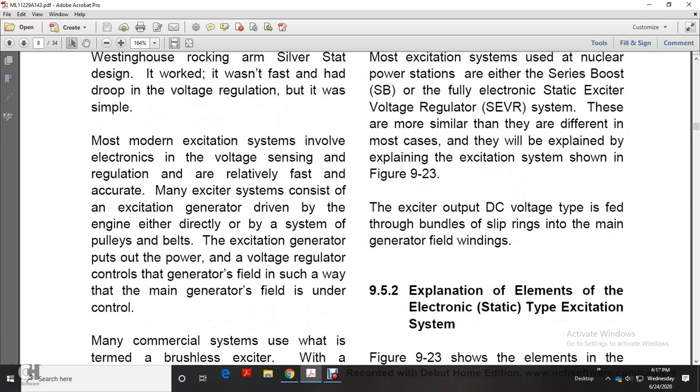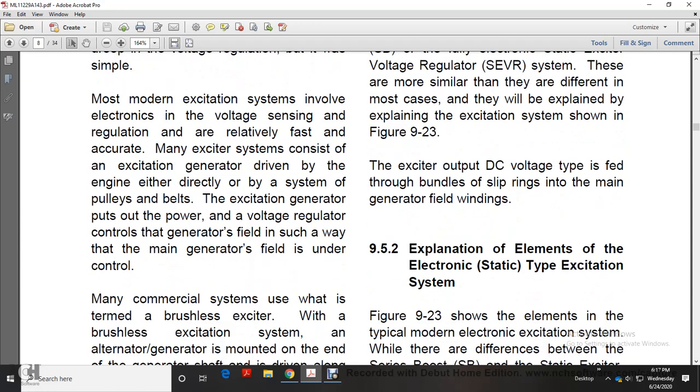Most modern excitation systems involve electronic voltage sensing with regulation that is relatively fast and accurate. Many of the excitation systems consist of an excitation generator driven by an engine, either directly or by a system of pulleys or belts. The excitation generator puts out power under voltage regulator control to the generator field, in such a way that the main generator field is under control.